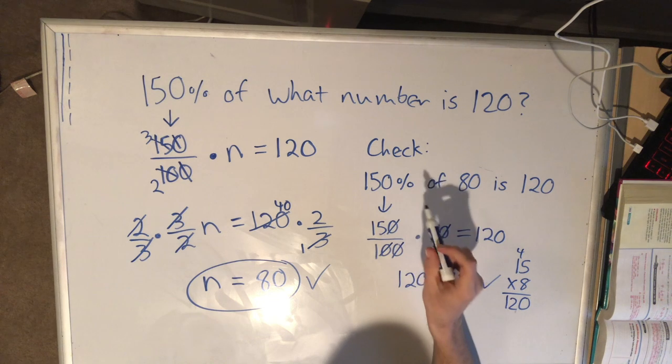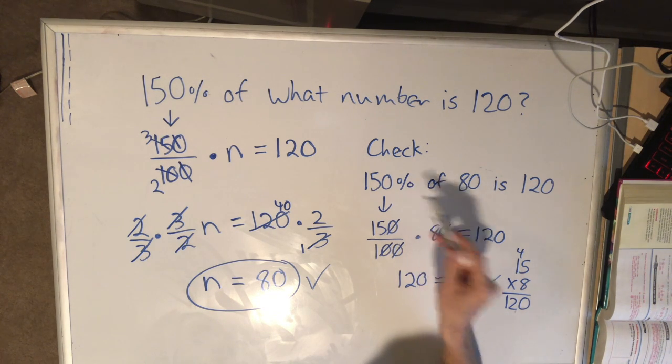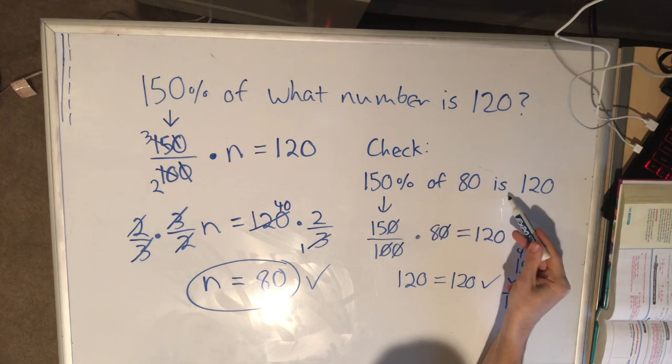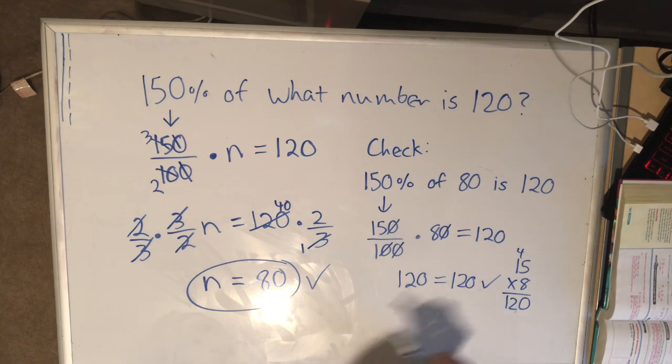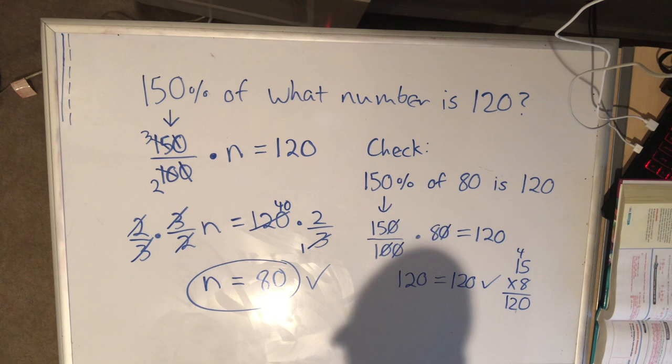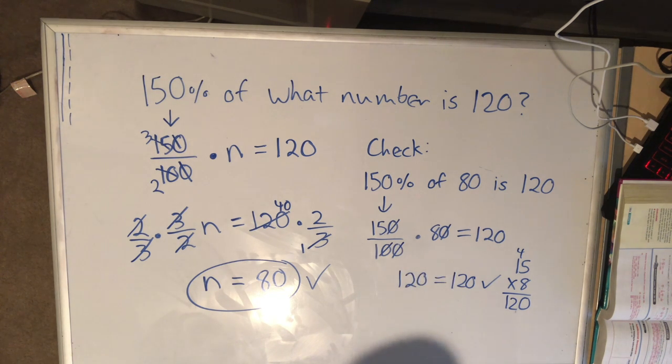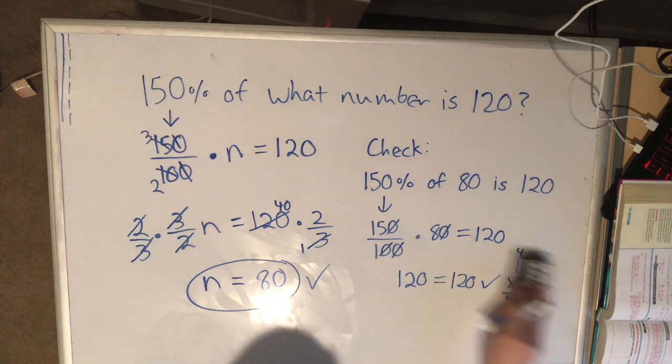Anytime you have a percent bigger than 100%, the is number is going to be greater than the of number. And 120 is greater than 80. It's 1.5 times greater than 80. 150% of something is 1.5 times that number. Now let's look at example 2.